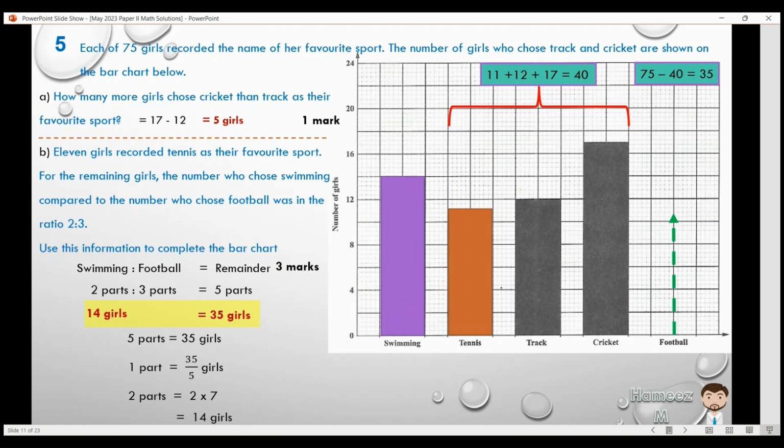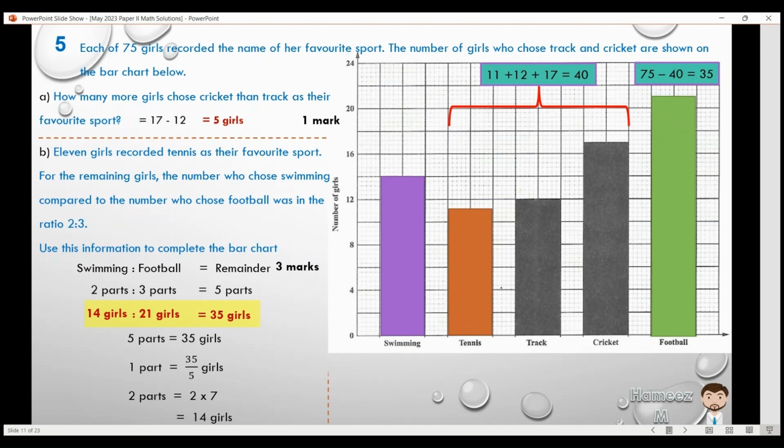So we can easily see where 14 is. So there are more girls who chose swimming than tennis or track. And we now need to work out for the last one, football. Since there are 14 girls who chose swimming, and swimming and football is 35, then we can find out for football. So football will be 21 girls. And we can draw that as well to complete the bar chart.